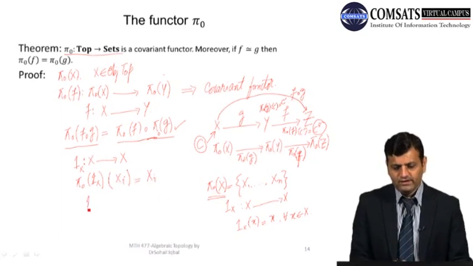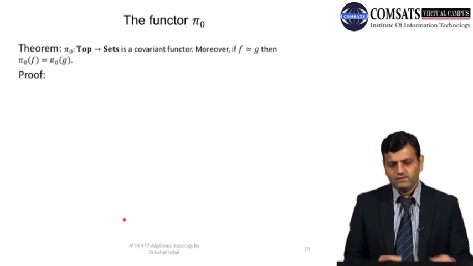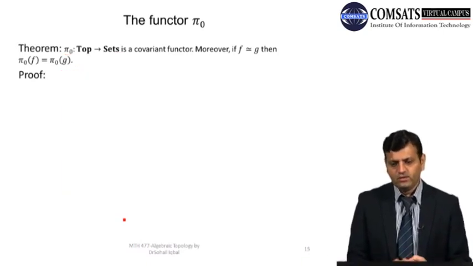So if we write down the identity on π₀(X) as this, we can say that π₀(1_X) is equal to the identity of π₀(X). Okay, so next we have to show that if f and g are homotopic, then π₀(f) is equal to π₀(g).